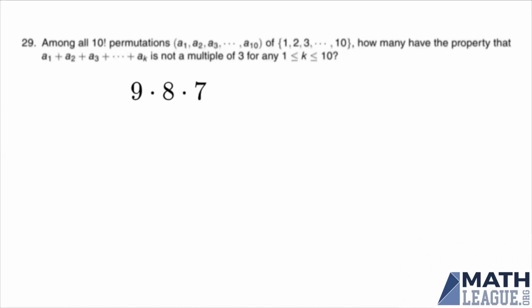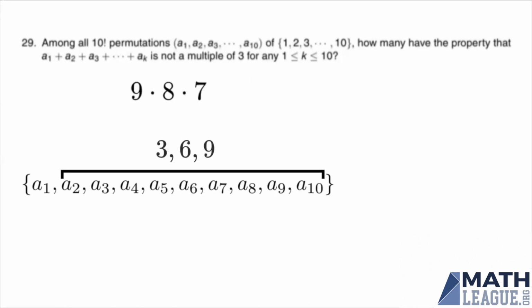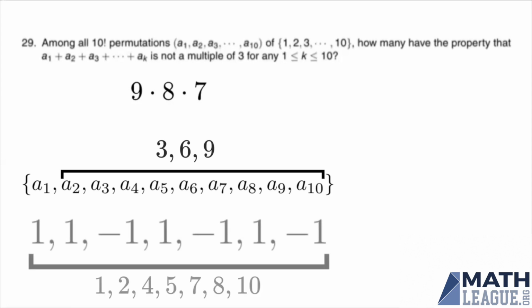Earlier, we could have put the multiples of 3 at the end, but they could have really gone anywhere but the beginning. So there were 9 choices for the position of 3, 8 choices for the position of 6, and 7 choices for the position of 9, because a sub 1 could not be one of them. To figure out which of the remaining a sub i are 1 mod 3 and which are negative 1 mod 3, well, we already know that information.